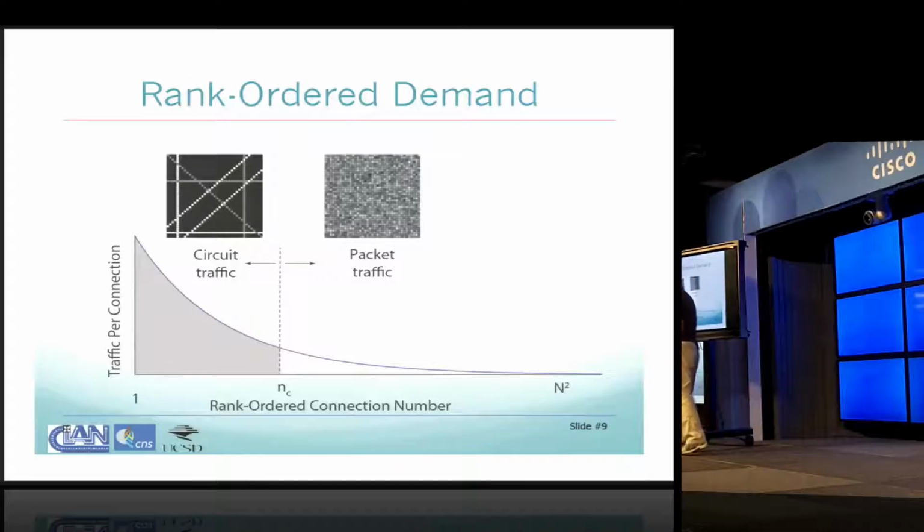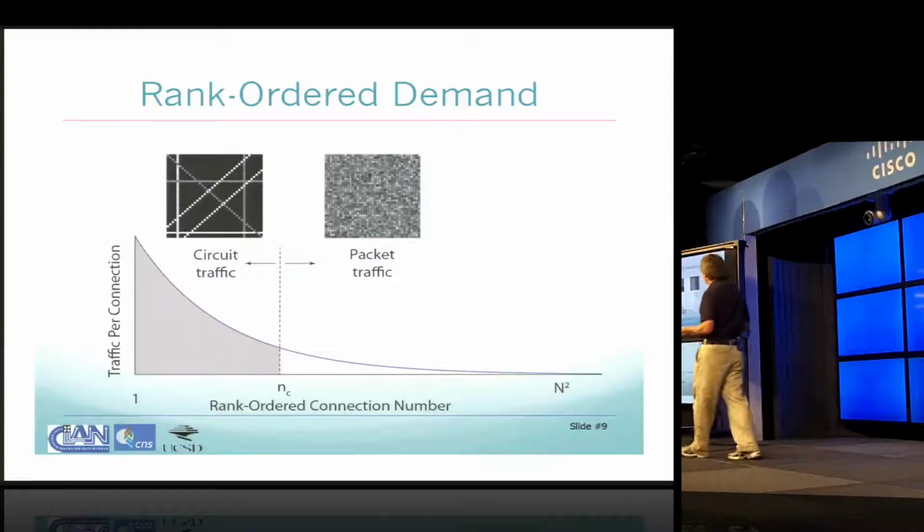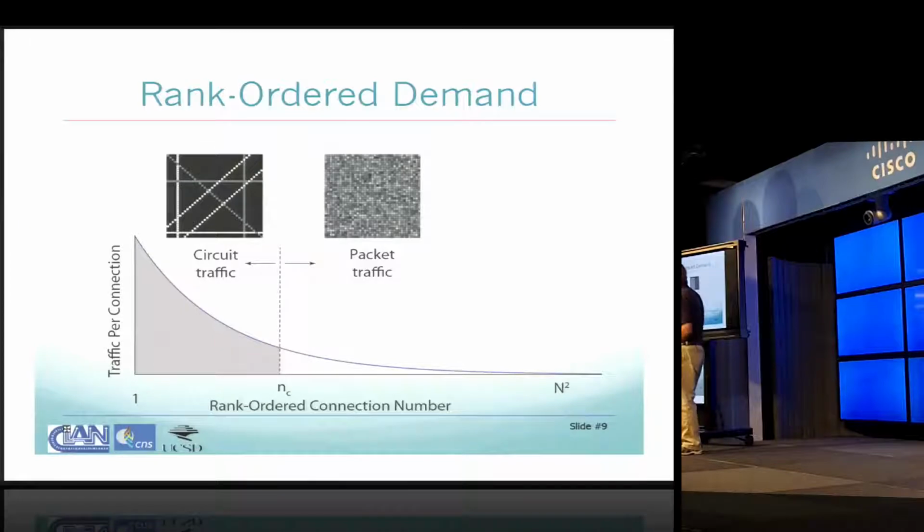So you look at this and you say, that number, if this is n squared, maybe that number is n. We would love that number to be 1, but it's not. But whatever that number is, that traffic you would like to be able to get on the circuit, because there's only a few of those, so you're going to make a few circuit connections.